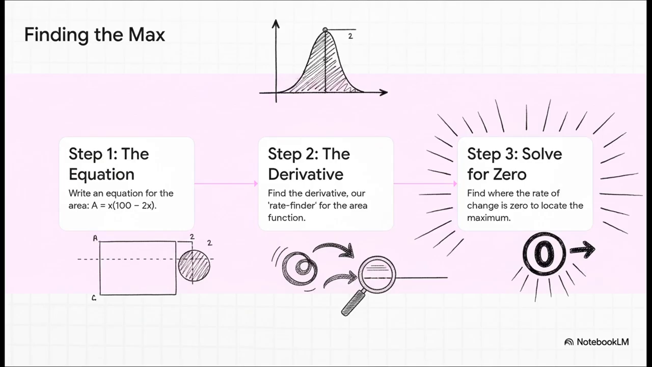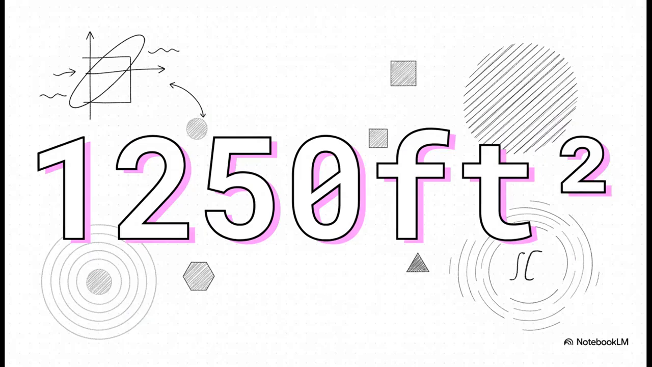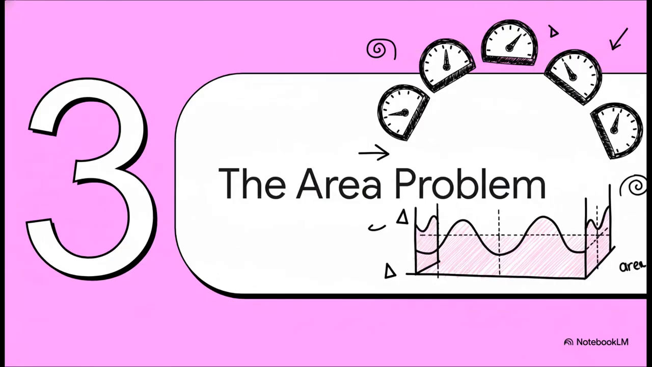So, right at that absolute peak, the maximum possible area, the rate of change has to be 0, just for a split second. And by using the derivative to find exactly where that rate of change is 0, we find the perfect dimensions. And when you solve it, bam! The answer is exactly 1,250 square feet. No guesswork. Calculus gives you the single best answer guaranteed. Pretty cool. All right, let's switch gears.